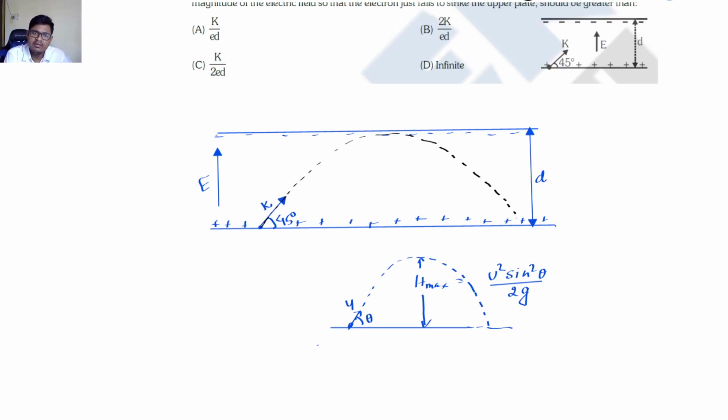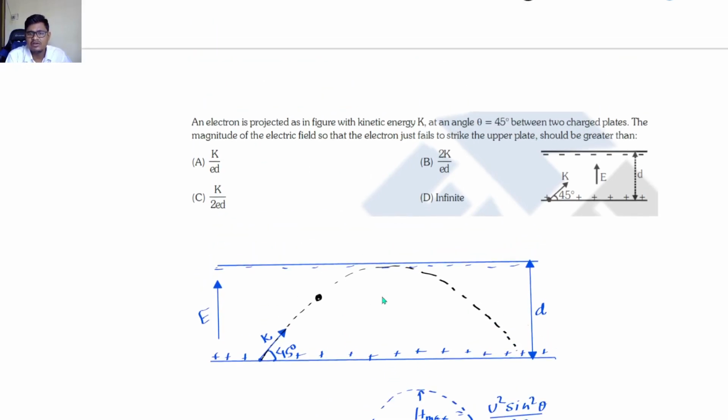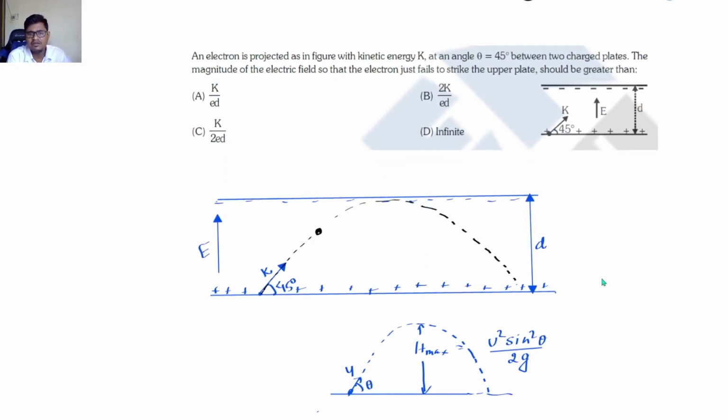Now, at any moment, consider the force experienced by the electron. Is it an electron or a positive charge? I have to check. An electron is projected, so it will experience a force opposite to the electric field, in this direction. This force is qE, which I write as eE. So the acceleration, G effective, is eE by m. Because G is not there, and this is a case of projectile motion, instead of G I will be using G effective.